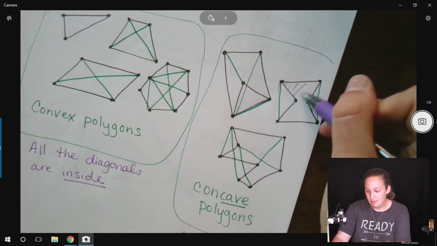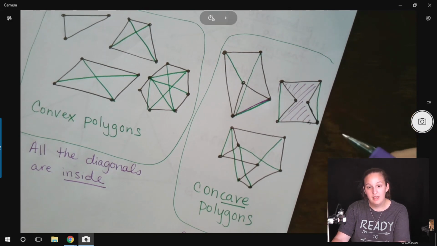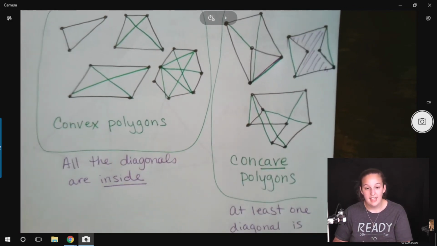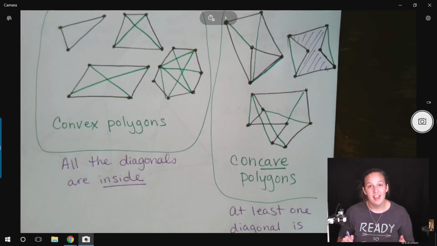This is the inside of the polygon, right? This line and this line are both outside. So they're diagonals outside of the polygon. That's what makes the difference between convex and concave.